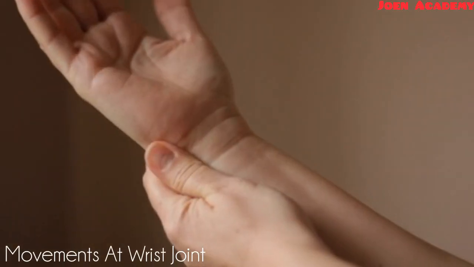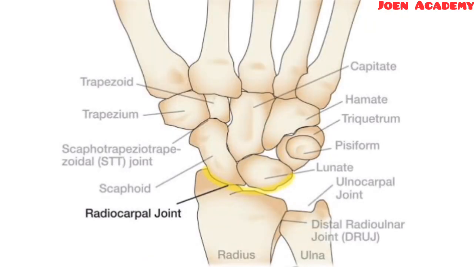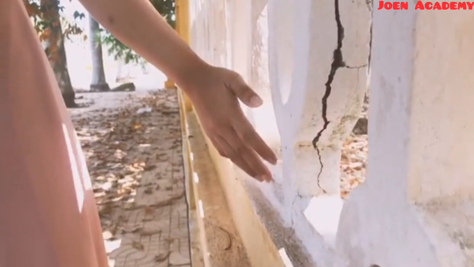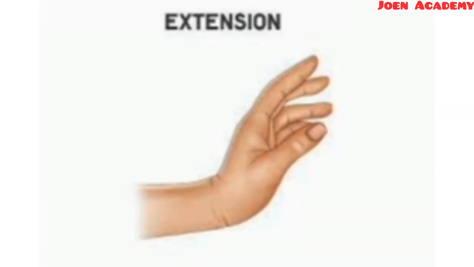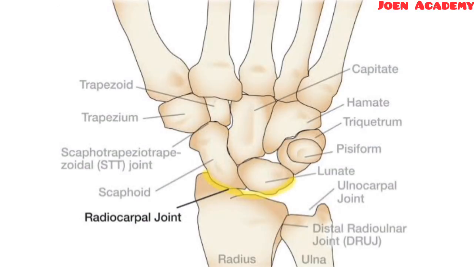Let's look at some movements associated with this joint. It is important we note that the wrist is an ellipsoidal condyloid-type synovial joint, allowing for movement along two axes. This means that flexion, extension, adduction, and abduction can all occur at the wrist joint. All the movements of the wrist are performed by the muscles of the forearm.